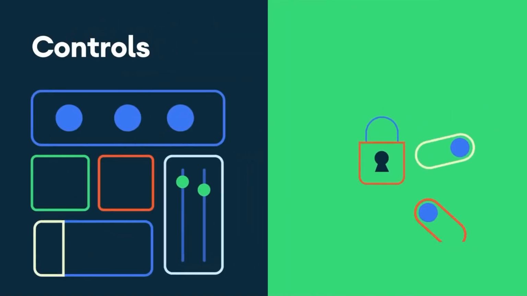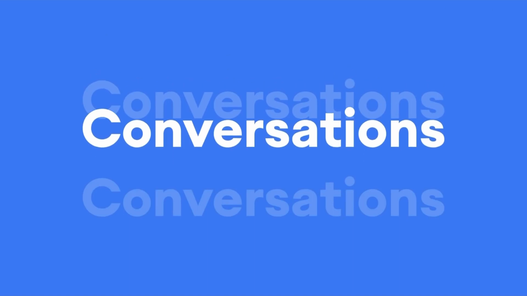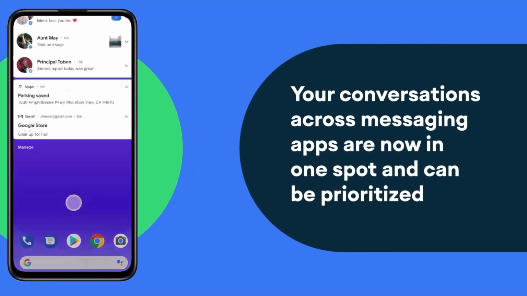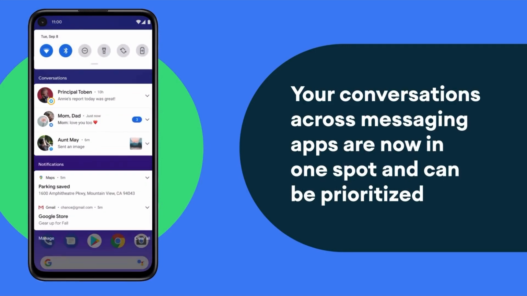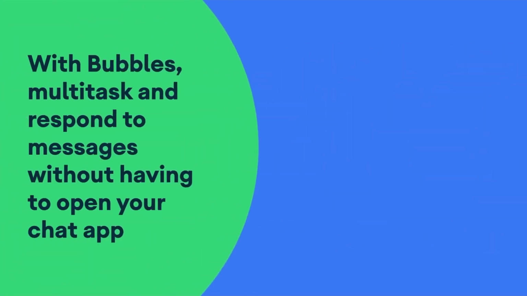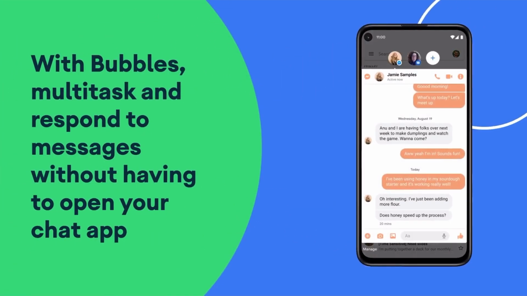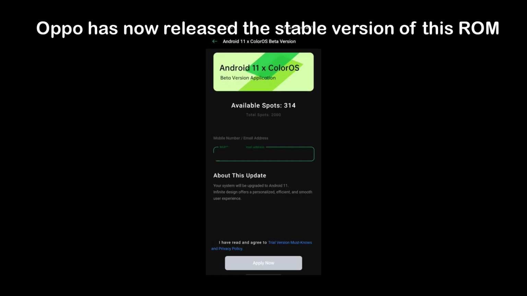Hello friends, welcome back. Now Google has released the latest version of Android, that is Android 11, and it is available as a stable OS for all the Pixel devices and as a beta version for OnePlus and Oppo devices. And out of the Oppo devices, the one I have here is the Oppo Find X2.